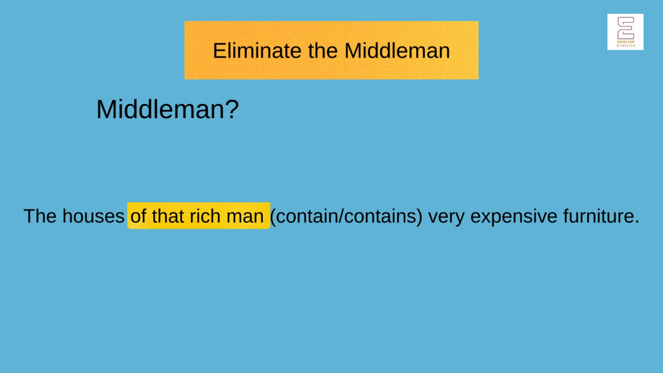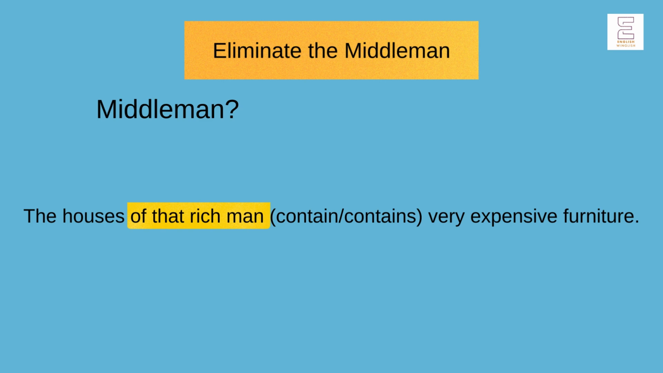Because the houses belong to the rich man, the furniture also belongs to the rich man, but the rich man cannot contain furniture. The furniture will be in the house. So the houses, this is our subject. The houses of that rich man is our middleman.